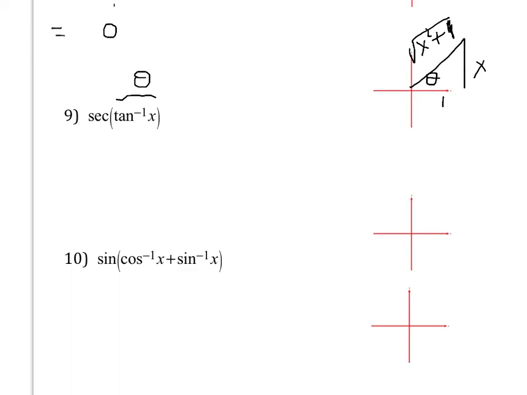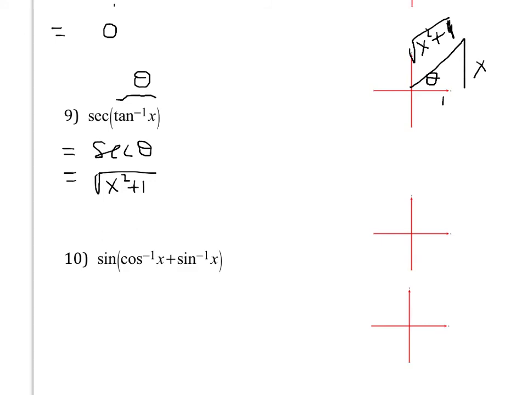Alright, so what is the secant of that angle? It's the secant of theta. Secant's 1 over the cosine, right? So wouldn't it just be the square root of x squared plus 1? So that's kind of interesting. Alright, let's do one more.